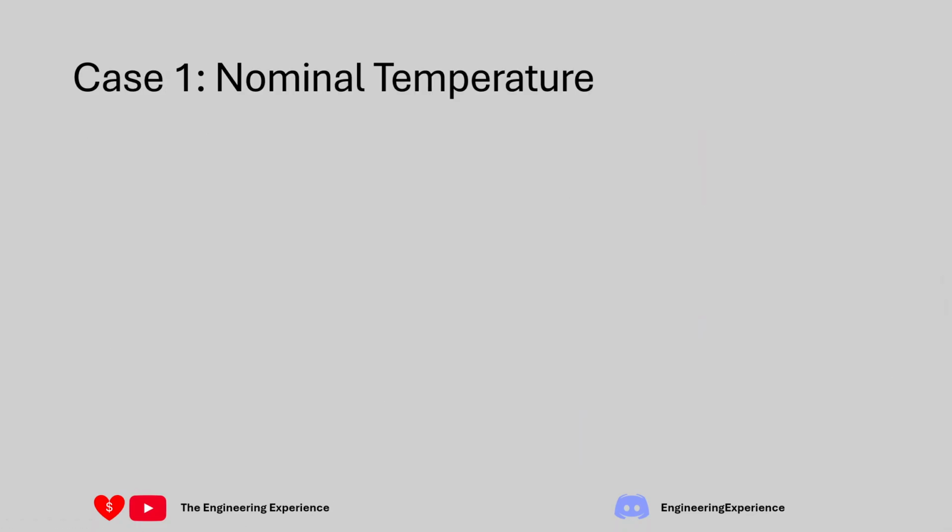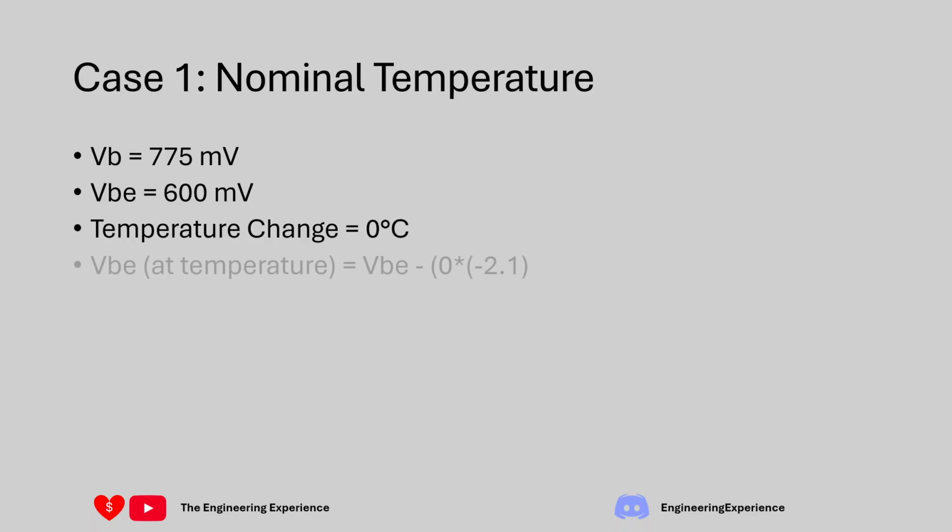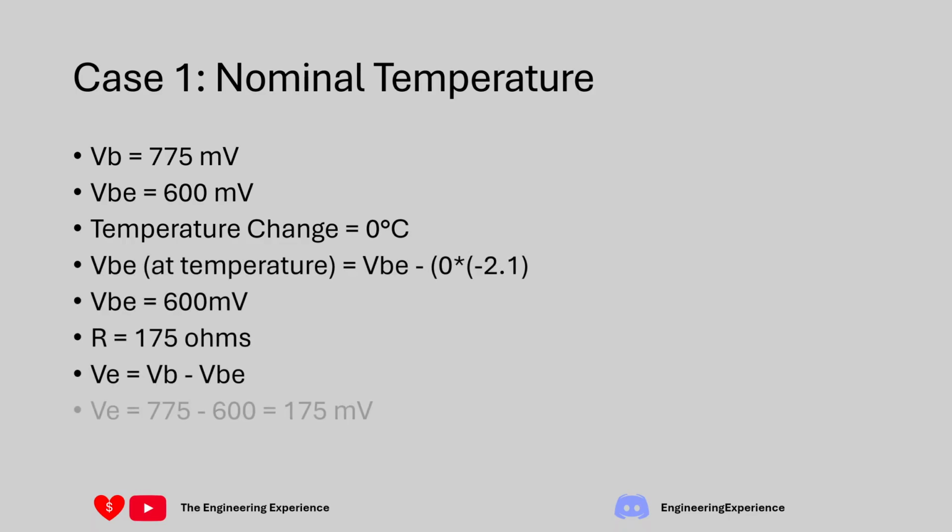So I'm going to split the solution into two cases. Firstly, I'm going to look at the nominal case where there is no temperature change. So you can ignore what the temperature actually is. Let's pretend that it's 21 degrees. Our VB is set to 775 millivolts, which is basically the base voltage. Our VBE, which is the voltage that appears across the base terminal of the NPN transistor and the emitter terminal, will be 600 millivolts nominal.